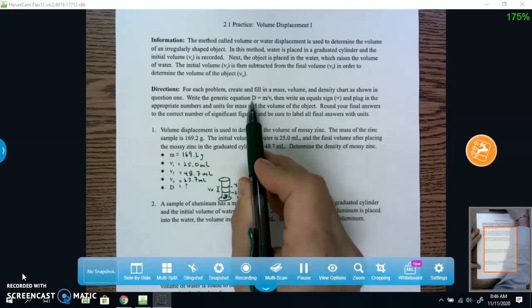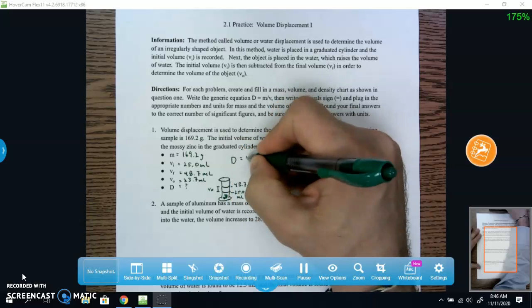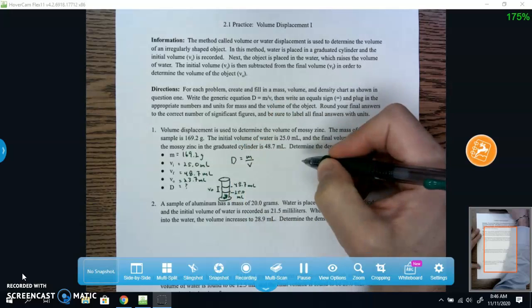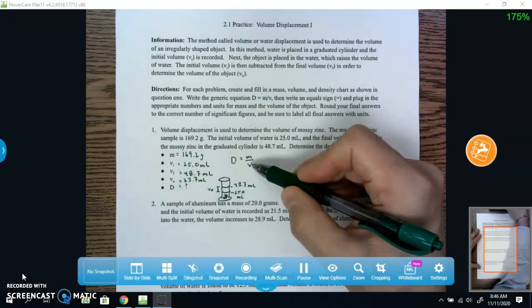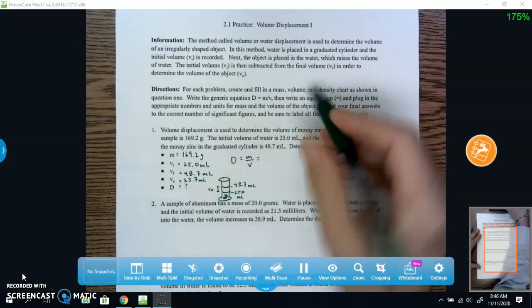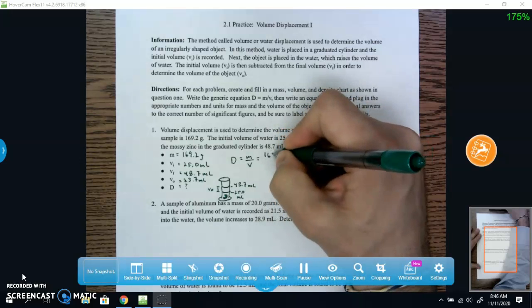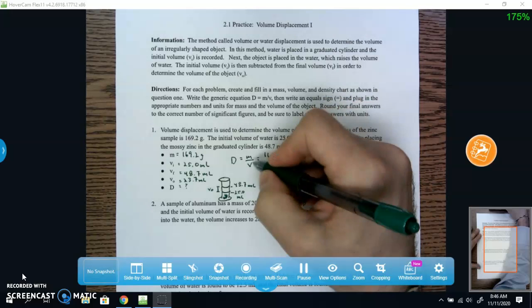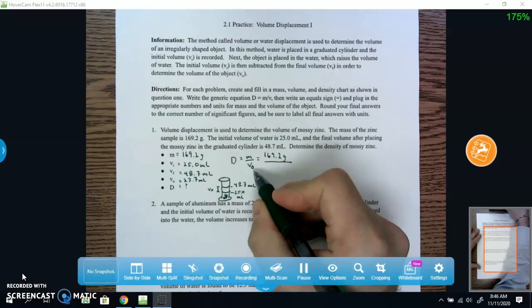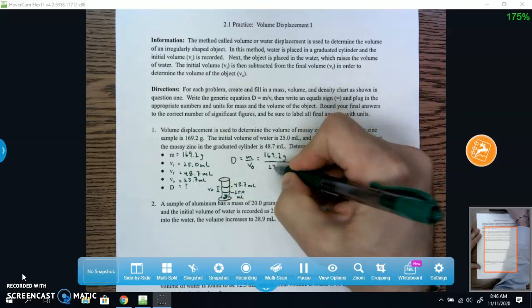Okay, like it asks right up here, I'm going to write down the initial generic equation. We're going to do that the entire year throughout the course. D equals M over V. We are asked to solve for density, so we don't need to rearrange this. So I just write another equal sign, and then I'm going to plug in the appropriate mass and volume. The mass is 169.2 grams. The volume, and specifically we're concerned with the volume of the object, is 23.7 milliliters.